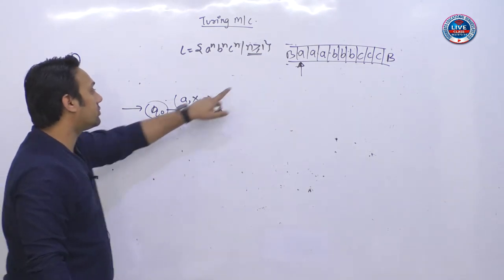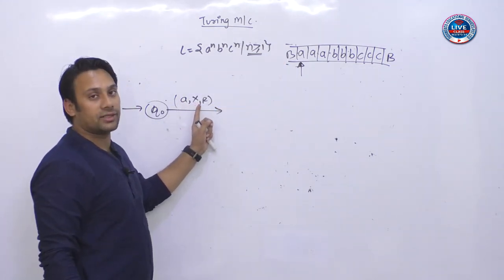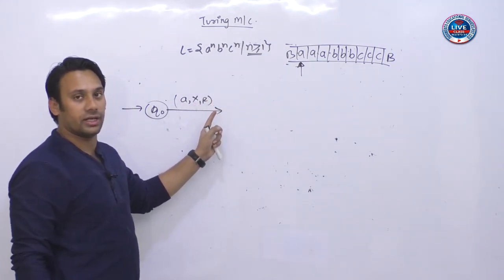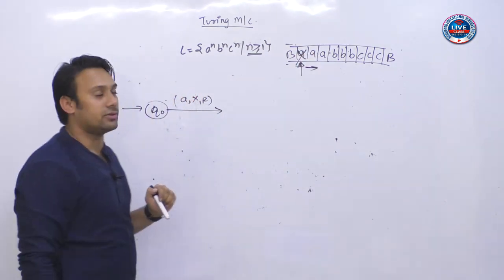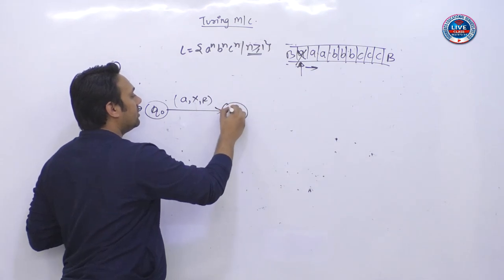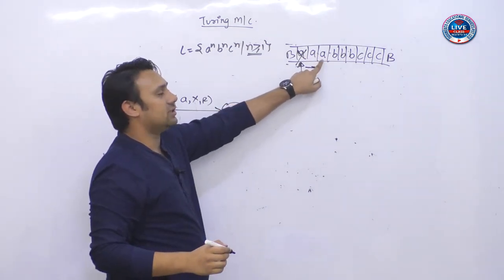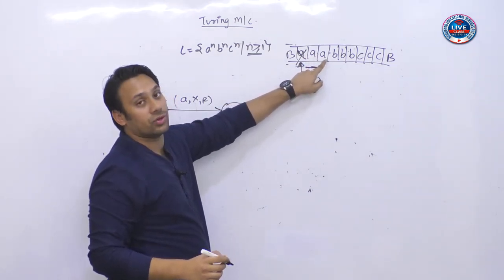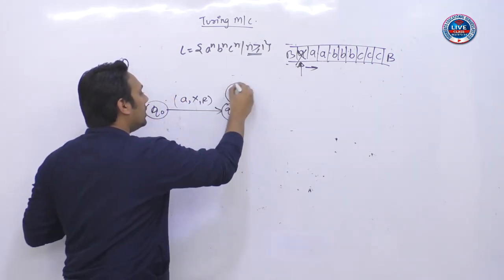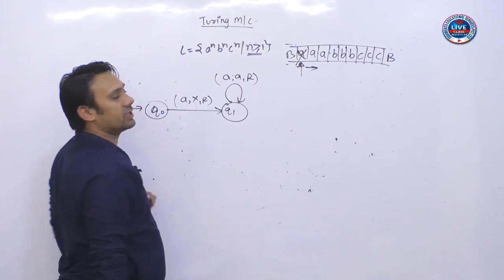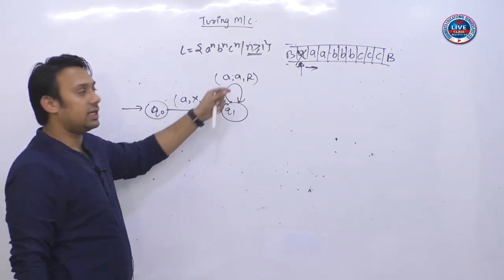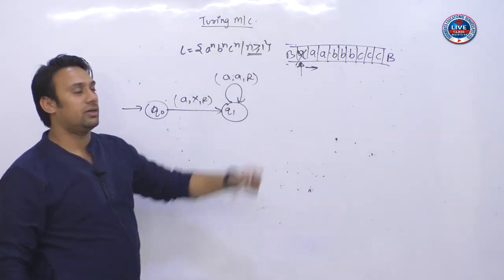First of all, I'm going to see this a, I will mark this a as x, and I will go to the right direction. So I marked this as x, and I will go to the right direction. When you are going to the right, you can get any number of a's here. We can have 1a, 2a, 3a, 4a, any number of a's. So leave all the a's as they are and keep going to the right direction. Because this is in the loop, leave this a as it is, keep going to the right.